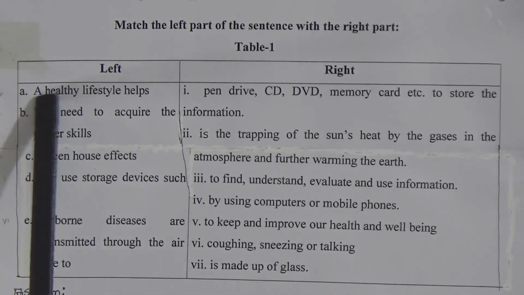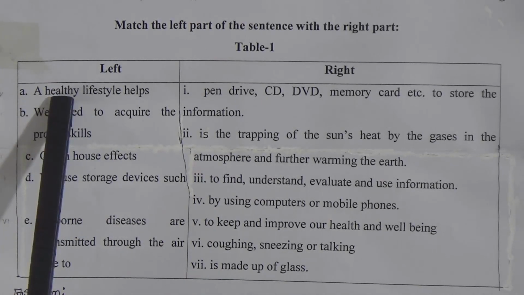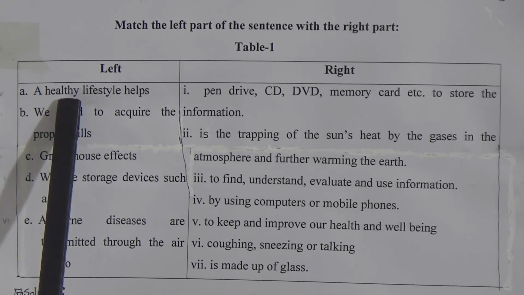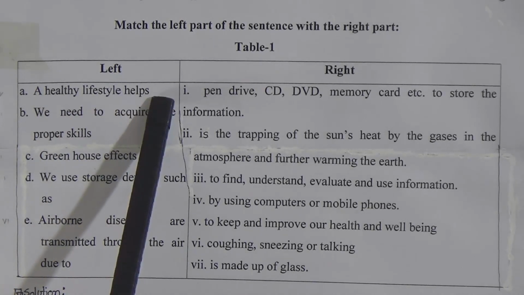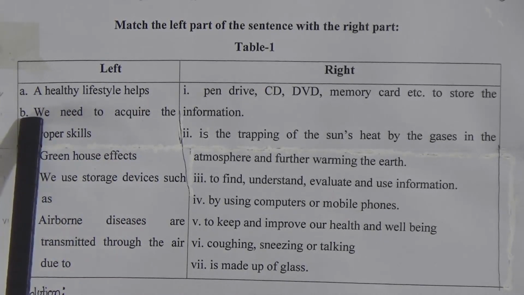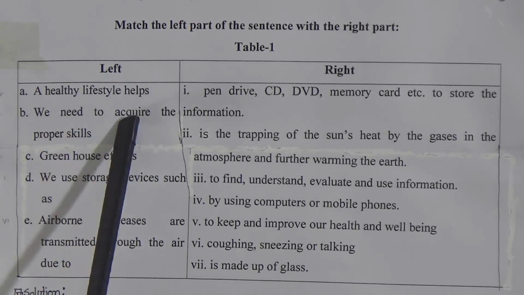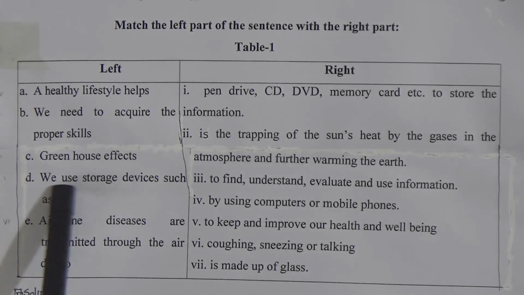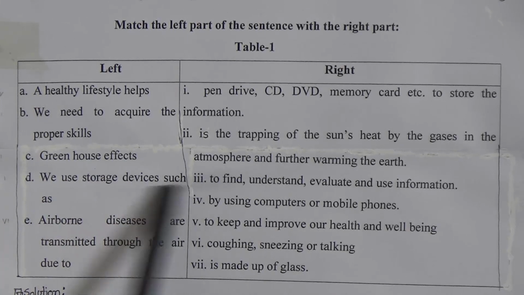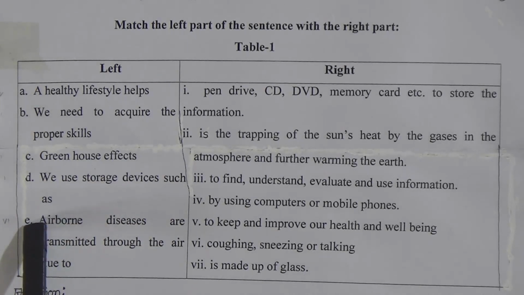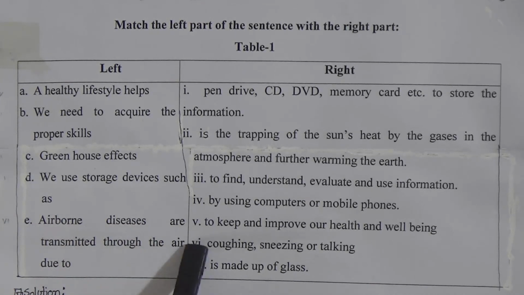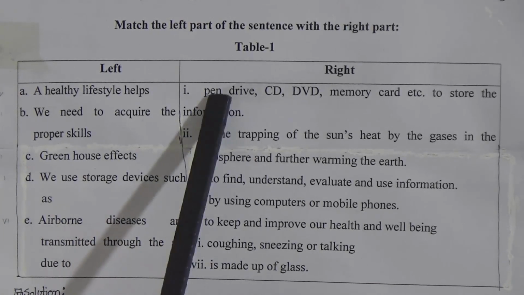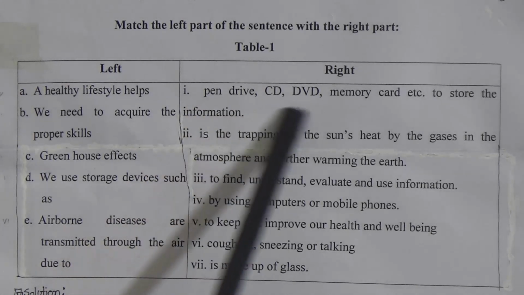Now we will discuss the left side. A is a healthy lifestyle helps. Second one, B is we need to acquire the proper skill. C is greenhouse effect. D is we use storage device such as, and E is airborne diseases are transmitted through the air due to. Now we will see the right side.